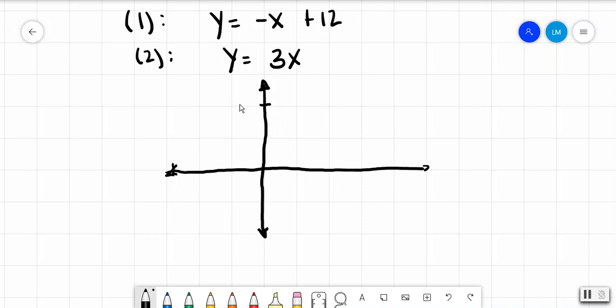So let's say that this is 12, okay? But then let's say that we also will say that this is going to be 12. Okay, so this is going to be 3, 6, and then 9. Okay, so we just need to draw a line straight through 0, 12, and 12, 0.